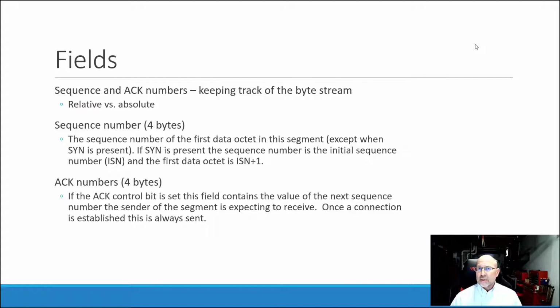Now the sequence number is actually pretty straightforward. It is just the set of bytes that one side has sent. So for example, if I'm sending data to you, I will pick a sequence number and I will send the data, and my sequence numbers begin at that random number, and then I just increment based on the amount of data that I've sent. That's it. And we'll see exactly how that works here in a second.